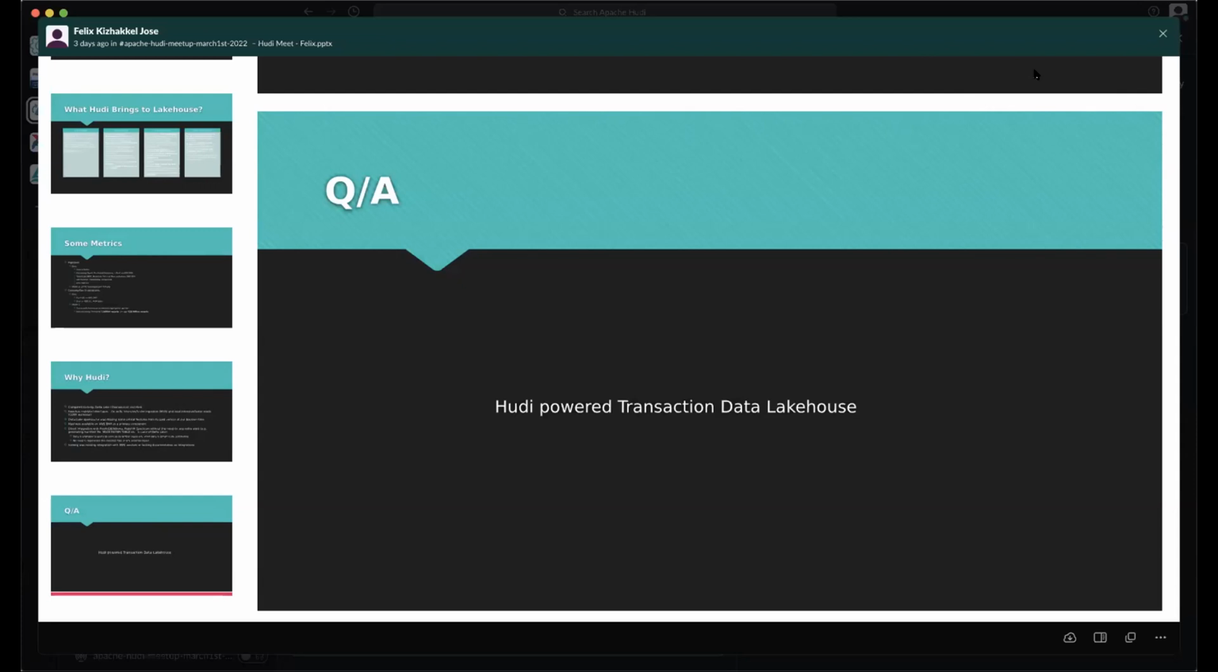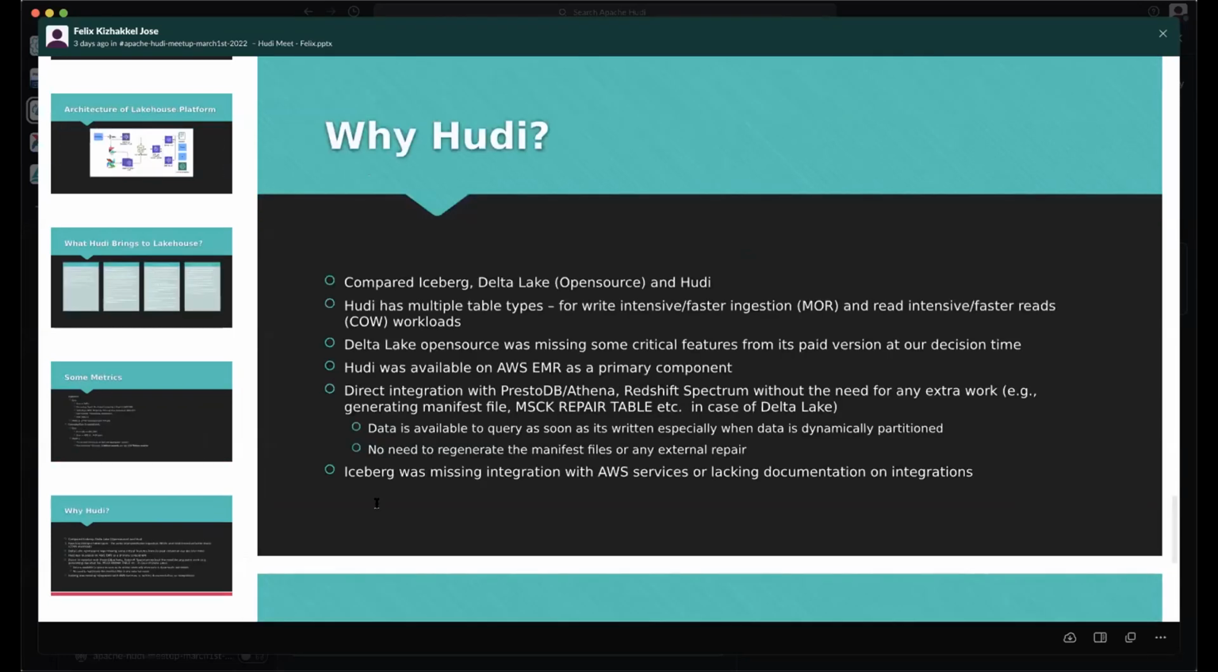Sorry, yeah, so there was another question: what were the contenders to Hudi? As I mentioned, we were looking at three data management tools. In my understanding, one is Iceberg, one is Delta Lake, and the other is Hudi. As I mentioned in this slide, these were the reasons that we chose Hudi, and we can see that fast ingestion and write-heavy and read-heavy workloads are efficiently supported.